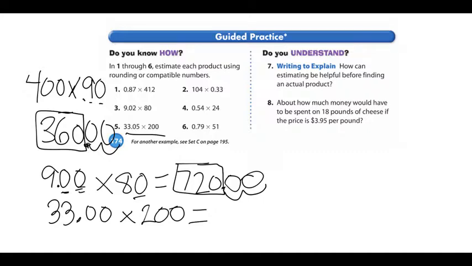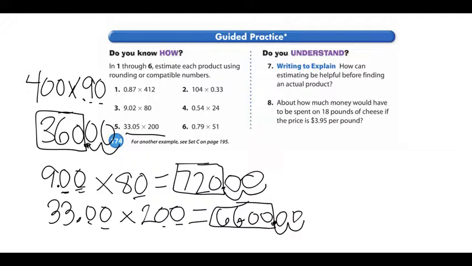Okay, you should have paused, and 33 times 2 would be what? 66. Okay, and then we have 1, 2, 3, 4 zeros, and then there are 2 in the factor, so there are 1, 2 in the product, so my answer is close to 6,600. Now, you could have changed 33 and rounded that to 30 if it was easier for you to do 30 times or 3 times 2, which is 6. So your estimate could be 6,000, but this might be closer to the actual product because I didn't really change a whole lot. I just basically took off the decimal.